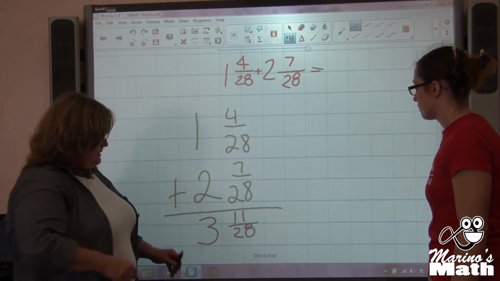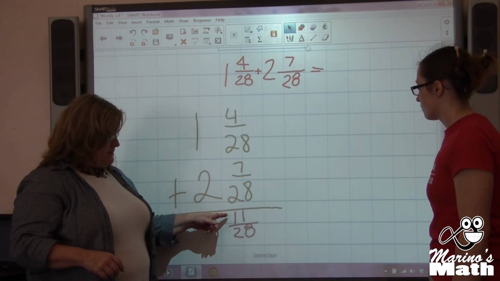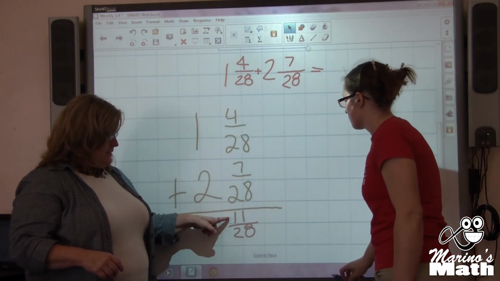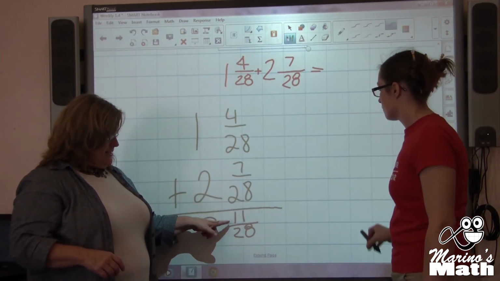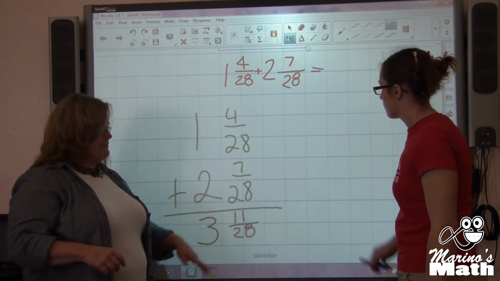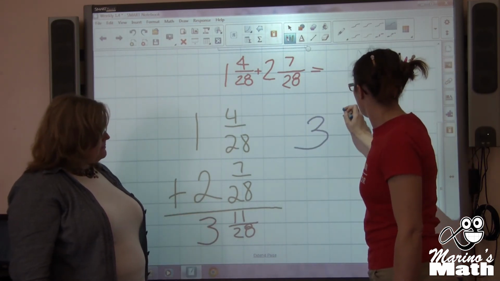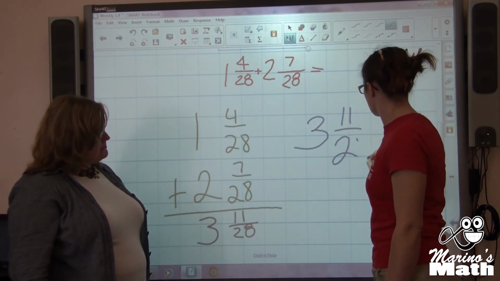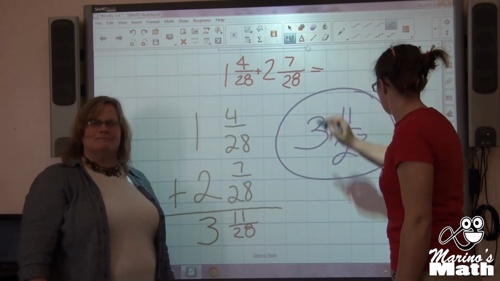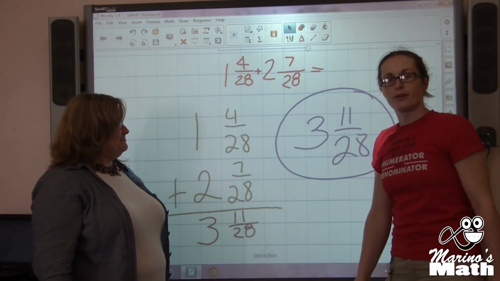Now, 11 is a prime number, it doesn't have any factors besides 1 and 11, and it doesn't go into 28, so I think that fraction is reduced. I think we have our answer. Yeah, me too. Excellent. Very nice.